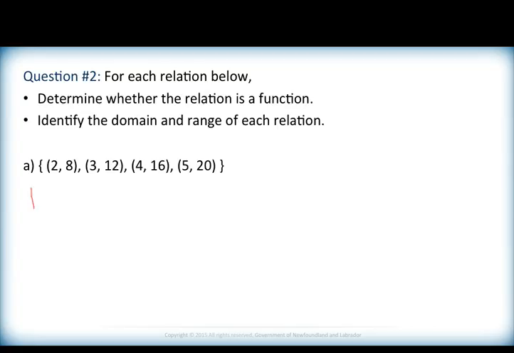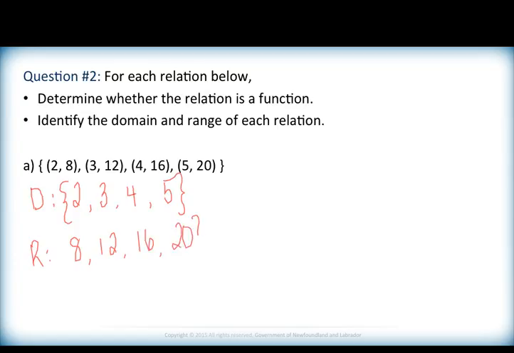So the domain here in D is going to be a set of all the independent or X variables. So we have 2, 3, 4, and 5. And we're going to write that into our set notation for our domain. Our range, therefore, will just be the second element, which would be 8, 12, 16, and 20. The range is the dependent variable, or the Y coordinate of our ordered pair.